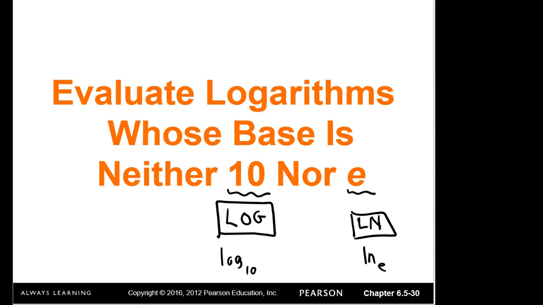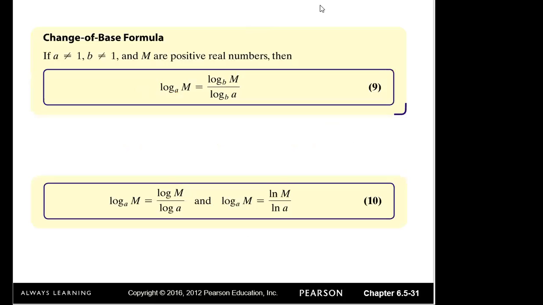So if they're in base 10 or base e, you know, hey, I can grab my calculator and just use those buttons. But if they're not, you have to use something called the base change formula. This textbook calls it the change of base formula. You're changing the base, all right, base change.